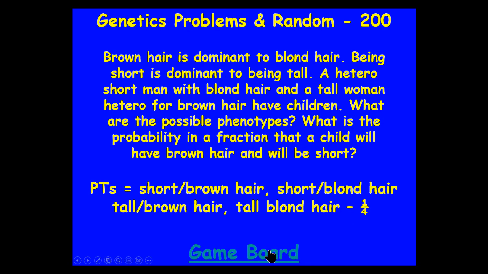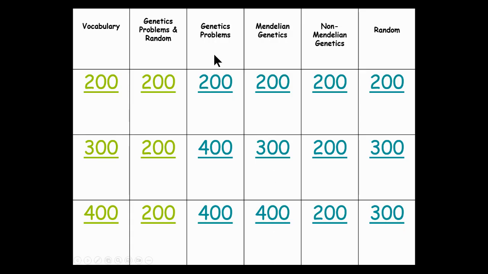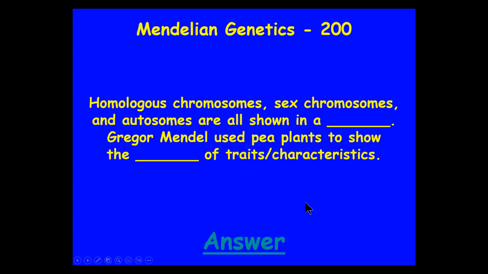All right, here we go. We're going to skip genetics problems. We're going to come back to those later. All right, homologous chromosomes, sex chromosomes, and autosomes are all shown in a blank. Gregor Mendel used pea plants to show the blank of traits or characteristics.